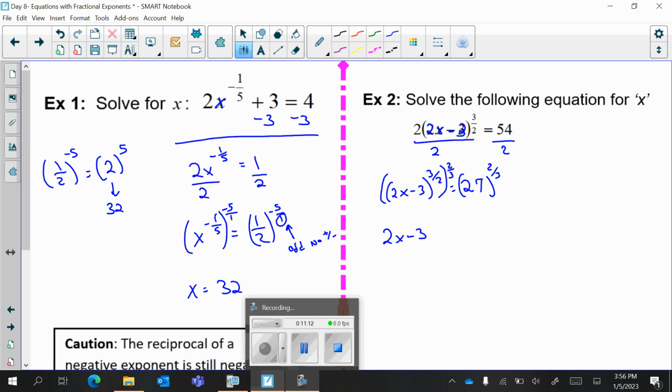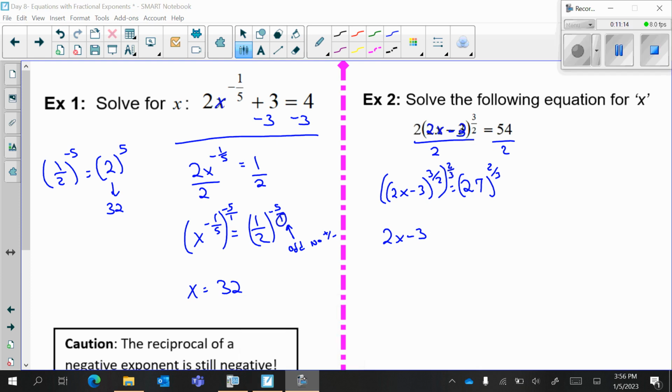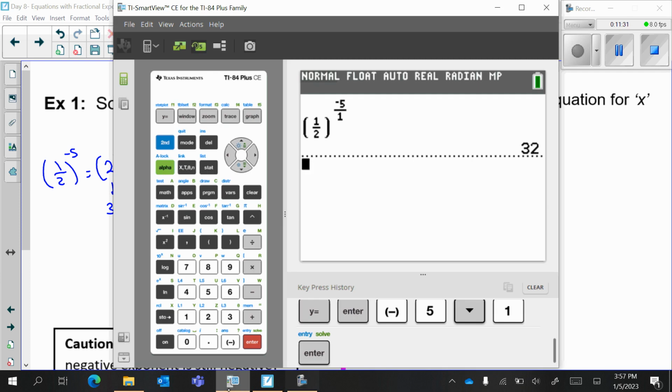On the left-hand side, your exponents cancel out, and we're just left with 2x minus 3. On the right side, 27 to the 2/3. Now, we should be able to do that without a calculator. The cubed root, because 2 is the power, 3 is the root, the cubed root of 27 is 3, and 3 squared is 9. Or use your calculator.